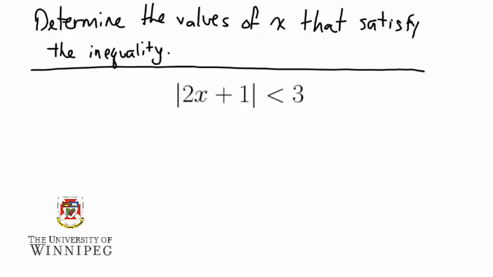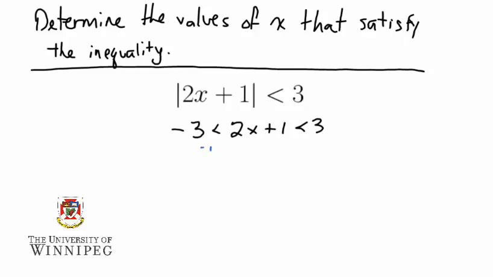In this video, we're going to take a look at two examples of how to solve absolute value inequalities. First, let's look at the absolute value of 2x plus 1 is less than 3. Using our absolute value rules, we know that we can rewrite this as negative 3 is less than 2x plus 1, which is less than 3. That's because the value 2x plus 1 must be between negative 3 and 3.